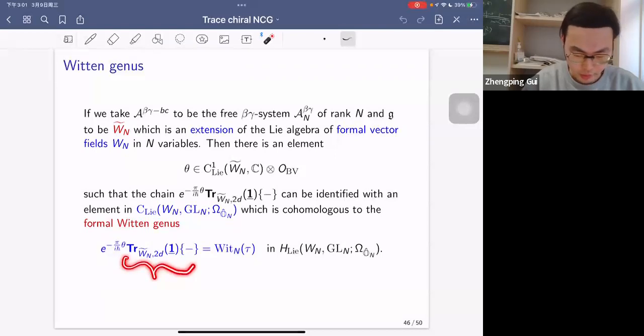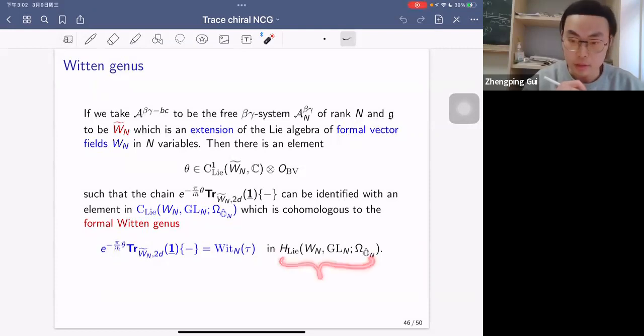And if we compute the extended trace map, evaluated on the unit chiral chains, and recall that we also have some insertions of the Lie algebra quotient complex, up to a very explicit twist, we get the formal Witten genus in this Lie algebra cohomology. This is just the formal Gelfand-Fuchs Lie algebra cohomology for formal vector fields, which can be related to the ordinary characteristic classes using the Gelfand-Fuchs construction.